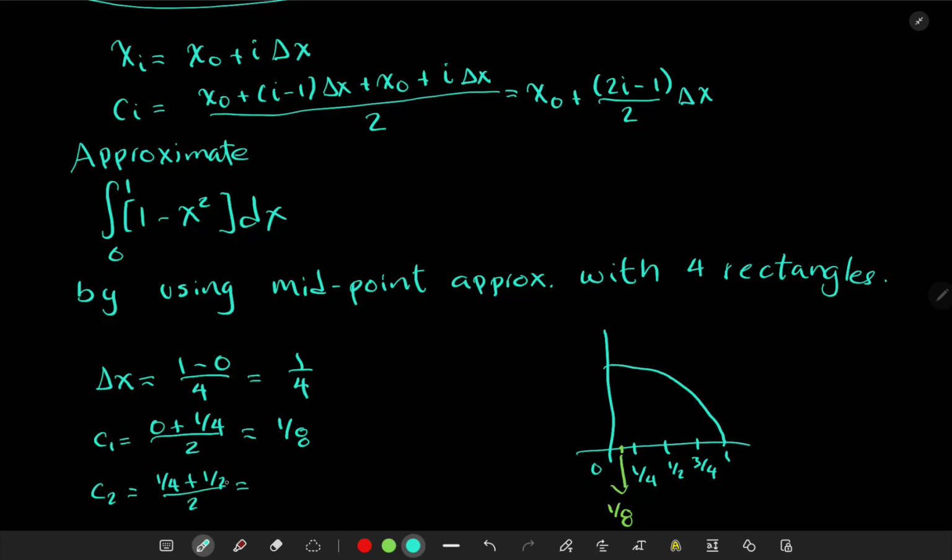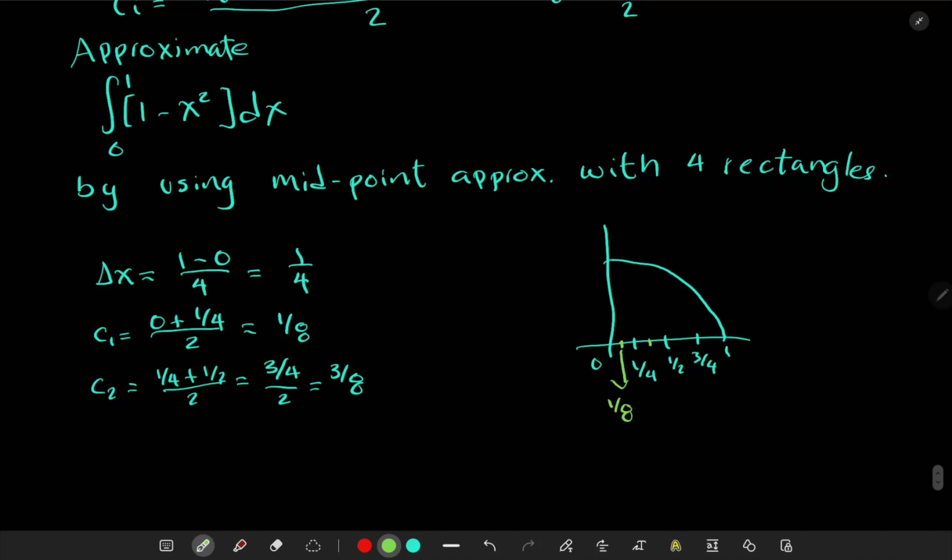So anyway, 1/4 and 1/2. This is going to be 2/4. So 2/4 plus 1/4 is 3/4 over 2, still 3/8. So that's the next term there. So this guy here is 3/8. Let's do the next one quickly, the next two. So c3 is going to be 1/2 plus 3/4 is the next one, over 2. So again 2/4 and 3/4 is 5/4 over 2, sorry, 5/8.